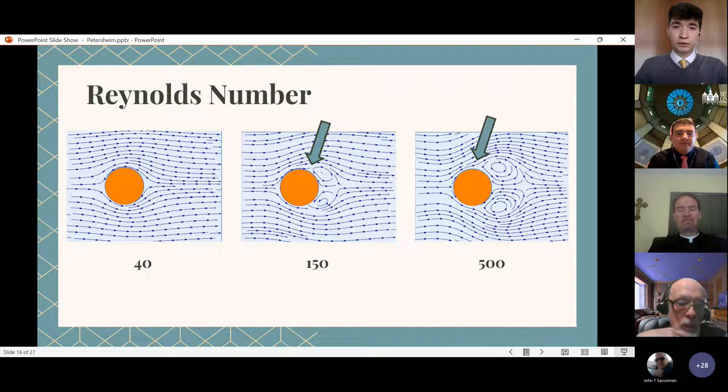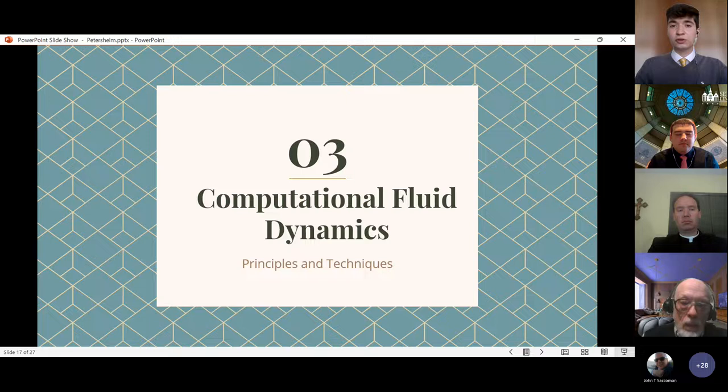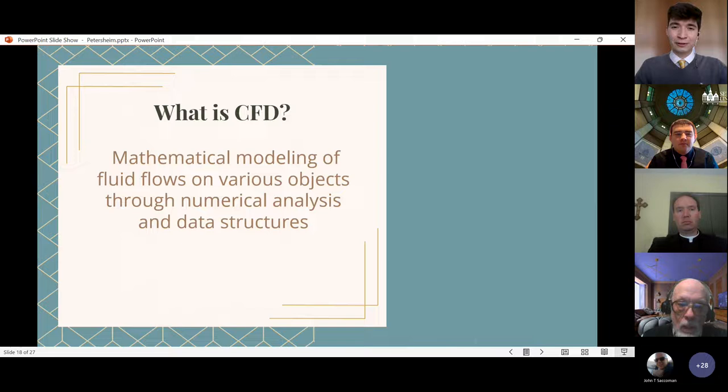And to understand this further, we want to create a simulation in computational fluid dynamics, which is just a fun way of saying a mathematical model online. It's basically using fluid flows in a mathematical model where we look at the numerical analysis and the data structures. And it's called CFD because computational fluid dynamics is a lot to say in a presentation.